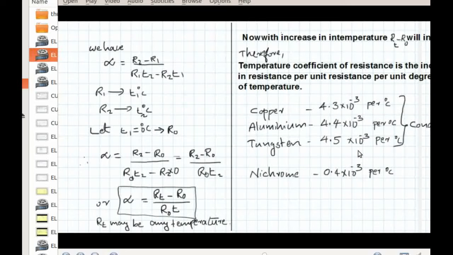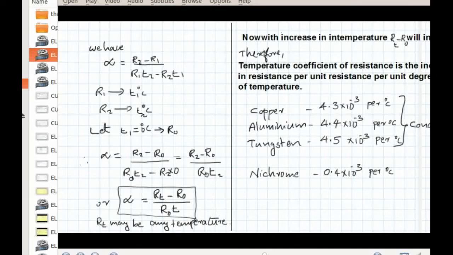Approximately we can take all these values as say 4 into 10 raised to minus 3, but here it is 0.4 into 10 raised to minus 3 per degree Celsius. So when we compare all these, we can see the value of alpha for nichrome is very small. And what is the meaning of this? This means the value of alpha for nichrome is very less, or the value of alpha is positive also. That means there is a very small increase in resistance with the temperature for nichrome.